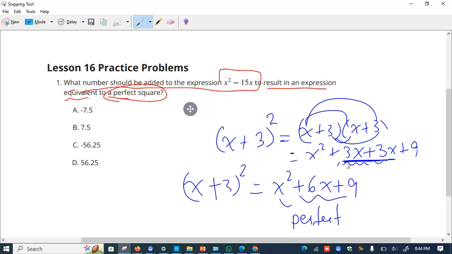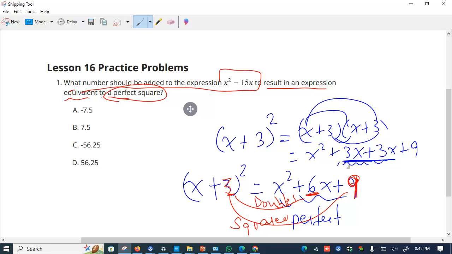And what's the relation with the 9? How did we get 9? It is because this 3 was squared. So this 3 is squared. And how did we get this 6? If you see, this 3 is doubled. So this is doubled.